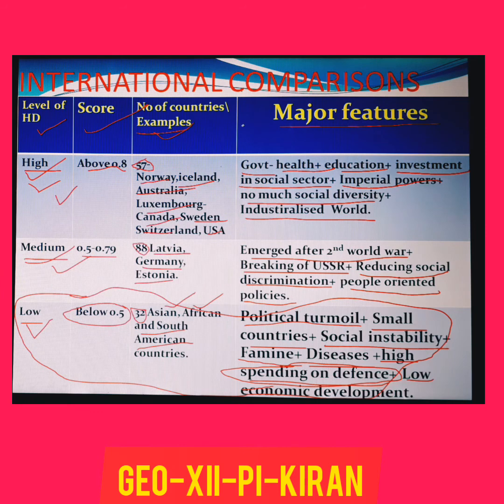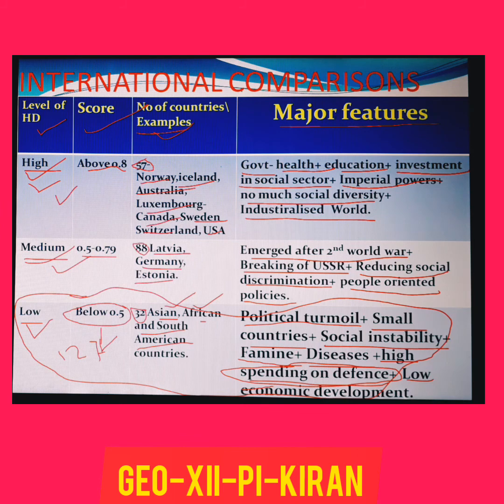So here in the world we have lot of difference, lot of variation in terms of Human Development Index. The countries in Asia and Africa and South America may be economically strong, but in case of human development, they are not that strong. Let us take the example of India. India is 127th rank in case of human development.